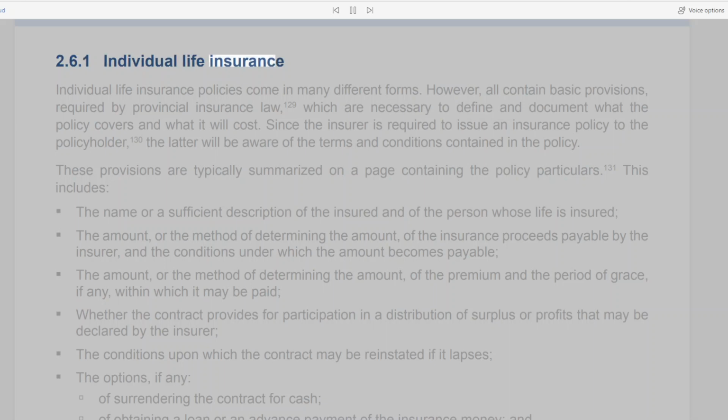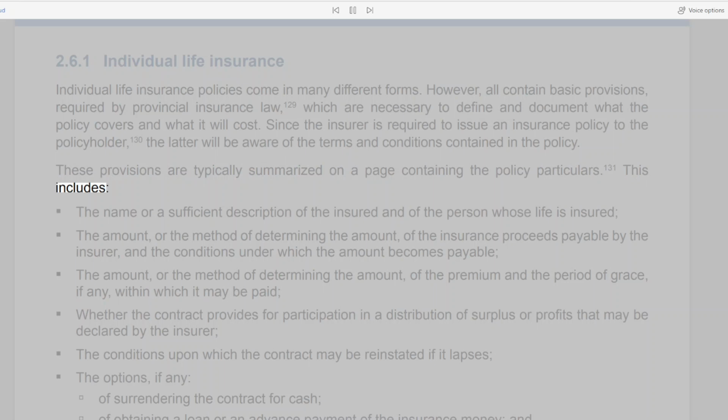2.6.1 Individual life insurance. Individual life insurance policies come in many different forms. However, all contain basic provisions, required by Provincial Insurance Law, which are necessary to define and document what the policy covers and what it will cost. Since the insurer is required to issue an insurance policy to the policyholder, the latter will be aware of the terms and conditions contained in the policy. These provisions are typically summarized on a page containing the policy particulars.